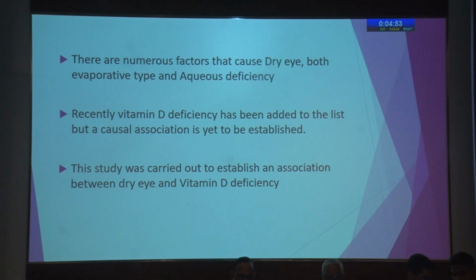There are numerous factors that we already know cause dry eye, both evaporative as well as aqueous deficiency type of dry eye. As you all know, autoimmune diseases, arthritis, and chronic use of topical drugs are all known causes of dry eye. Now to this list, recently vitamin D deficiency has been added, but a causal association is yet to be established. This study was carried out to establish an association between dry eye and vitamin D deficiency.